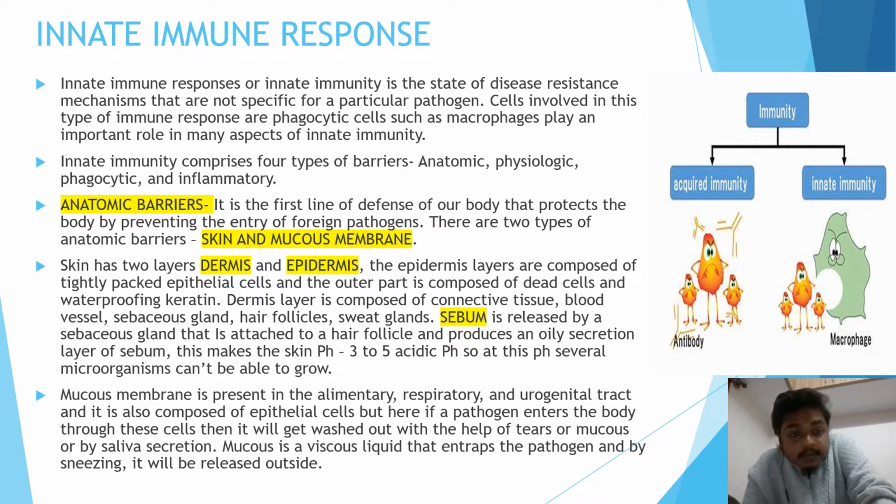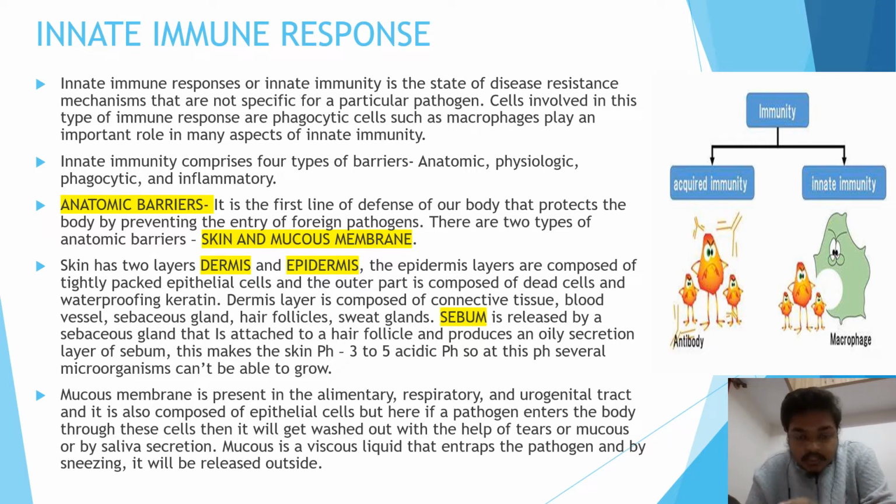Next is the mucous membrane. The mucous membrane is present in the alimentary, respiratory, and urogenital tracts, and it is also composed of epithelial cells. But here, if a pathogen enters the body through these cells, then it will get washed out with the help of tears, mucus, or saliva secretion. We'll discuss it in more detail when we are studying the different immune organs, like primary and secondary lymphoid organs, in that chapter.